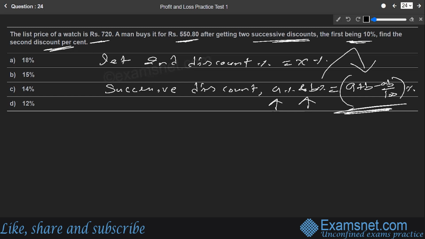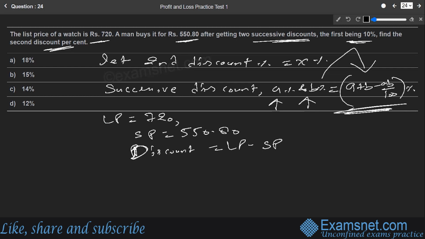First of all, let us find out how much the overall discount has been. The list price was 720 rupees, and the selling price is 550.80 rupees. So the total discount will be the list price minus the selling price. That is 720 minus 550.80, the difference between the list price and the selling price. If this had been 620, there would have been 100, and then 50. So 170 minus 0.8 is going to be 169.80. That much is the discount value.